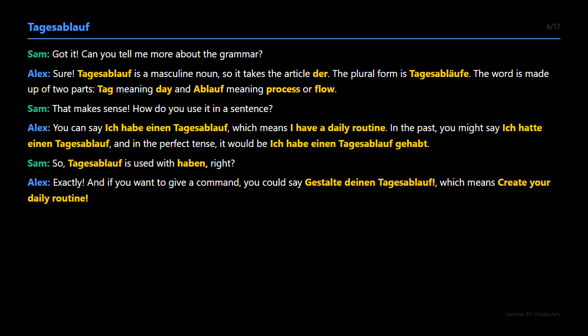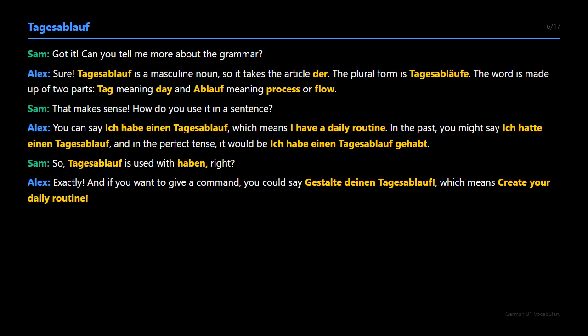That makes sense. How do you use it in a sentence? You can say, Ich habe einen Tagesablauf, which means, I have a daily routine. In the past, you might say, Ich hatte einen Tagesablauf. And in the perfect tense, it would be, Ich habe einen Tagesablauf gehabt. Tagesablauf is used with haben. Right. Exactly. And if you want to give a command, you could say, Gestalte deinen Tagesablauf, which means, create your daily routine.